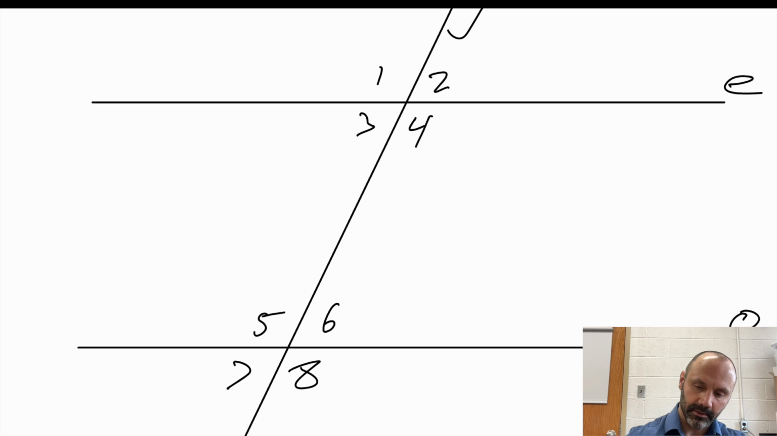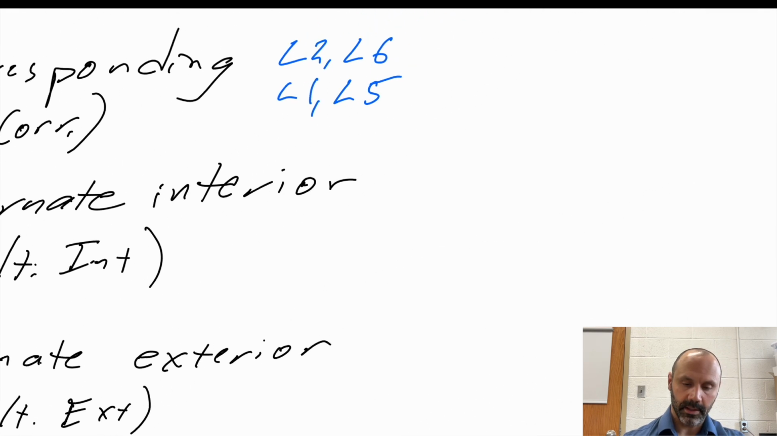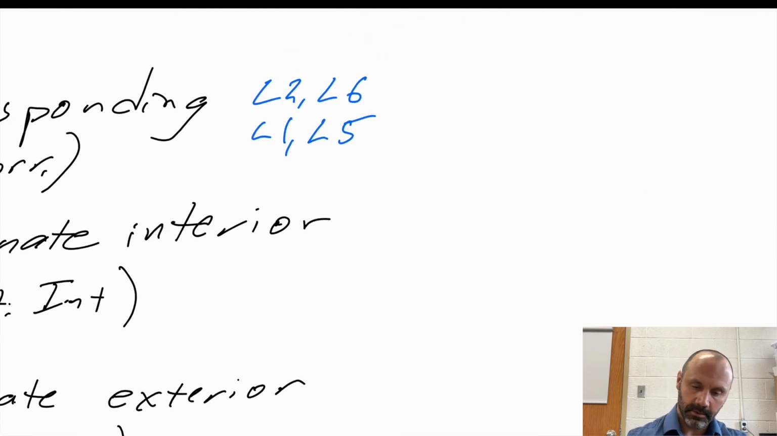Those are corresponding angles. See if you can beat me to the other sets of corresponding angles. There are 2 other pairs of corresponding angles: 3 and 7, and 4 and 8. Those are all sets of corresponding angles. So angle 3 and angle 7, and angle 4 and angle 8.